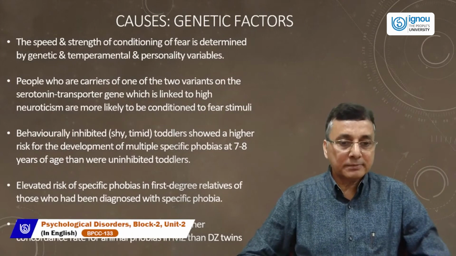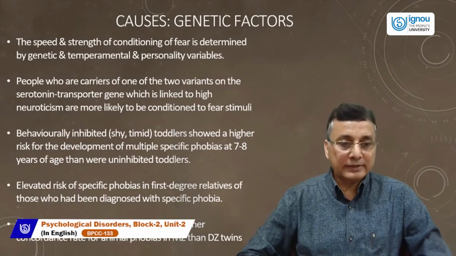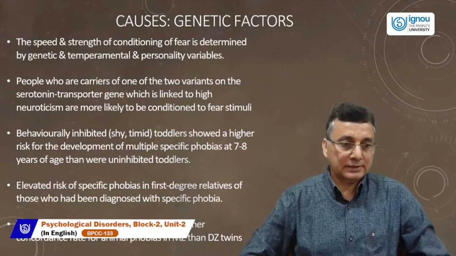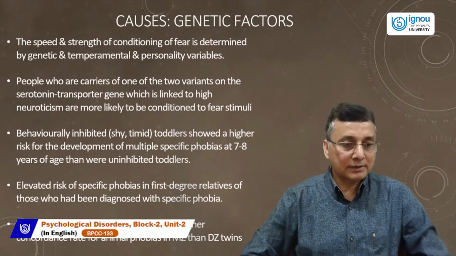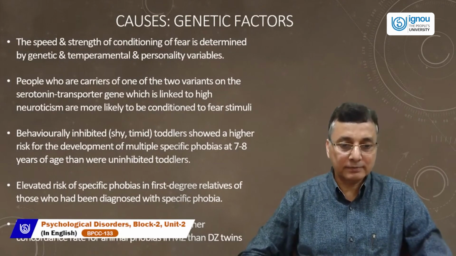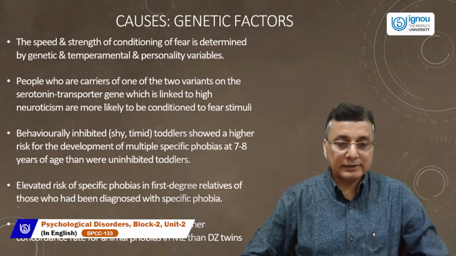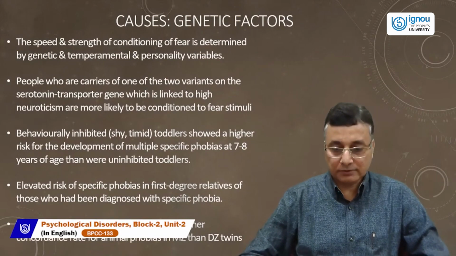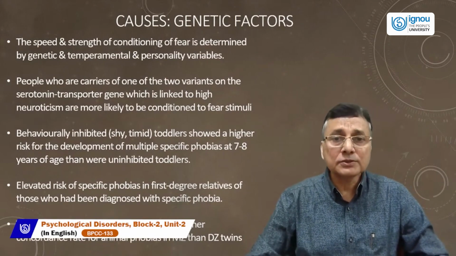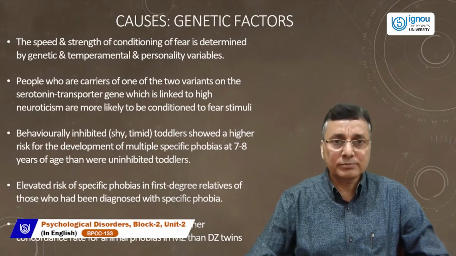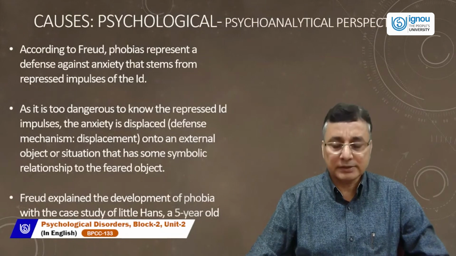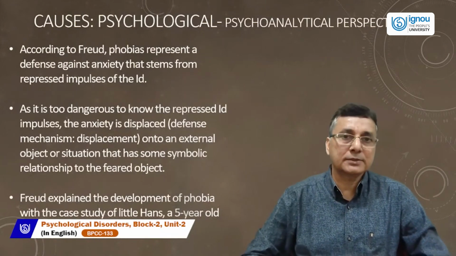There is an elevated risk of specific phobias in first-degree relatives of those who had been diagnosed with specific phobias. A twin study on females and males found a higher concordance rate for animal phobias in monozygotic than dizygotic twins. So, genetic studies have well established that there are some predispositions in the person for developing phobias.